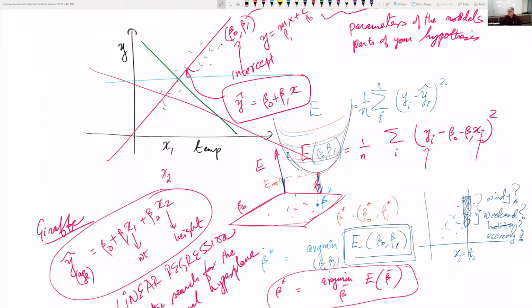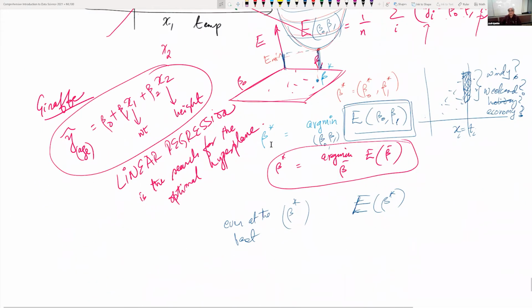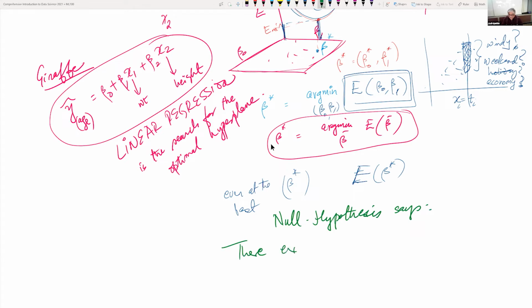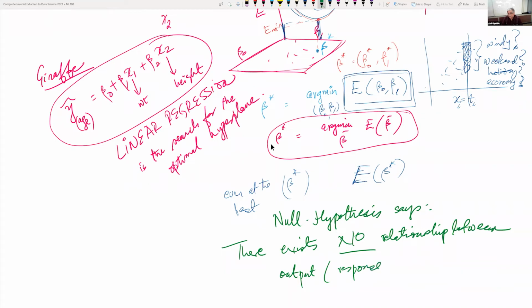The null hypothesis says something quite interesting. The null hypothesis says there exists no relationship between the output or response, all fancy words for saying Y, and the inputs, the input features.